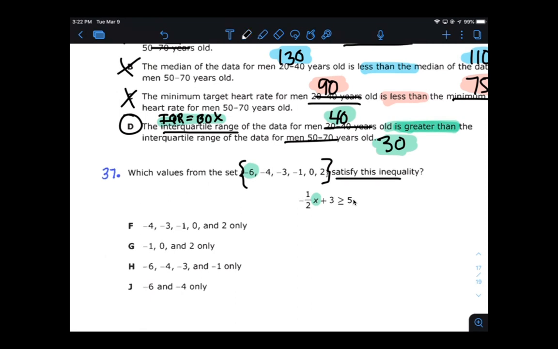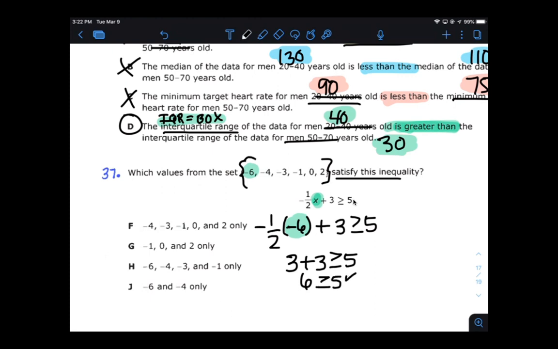So the first one is negative 6. I'm going to go negative 1/2 times negative 6, right? Then plus 3 is greater than or equal to 5. I substituted the negative 6 instead of the x. If you notice, a negative times a negative is positive, and half of 6 is 3. So 3 plus 3 is greater than or equal to 5. And I think it is, no? 6 is greater than or equal to 5. So this one makes it true, because for sure 6 is greater than 5.